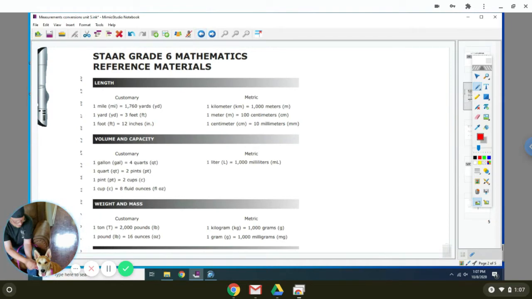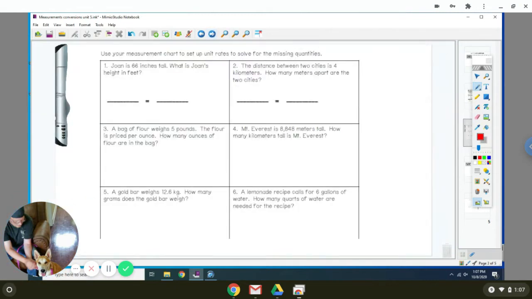So what I want to do is find the unit rate for feet and inches. It says for every 1 foot, it is 12 inches. So you're going to write 1 foot for every 12 inches. And it's super important to label your numbers. The reason why is now you know where to put 66 inches. You're going to put it with the other inches. So 66 goes right here, and x will go on top.